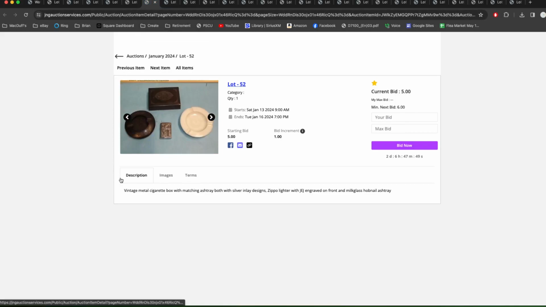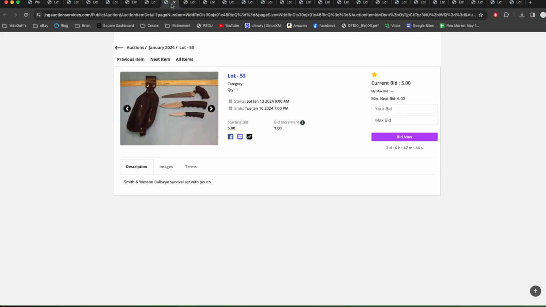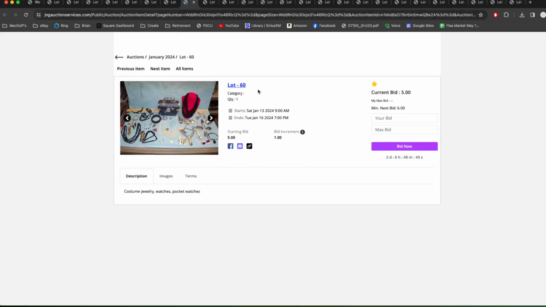Here's just some really cool vintage cigarette boxes. This one's got a matching ashtray. There's a Zippo lighter which has been monogrammed, and it's surprising that the monogramming doesn't really bother most people. If they just like it and it happens to have someone else's initials on it, that's okay with them. And then here's some Smith & Wesson survival sets. I think one of these is a knife or a saw for hunting, something like that. Anything with that Smith & Wesson brand on it usually sells really well. And then some costume jewelry. You never know when you need some costume jewelry.